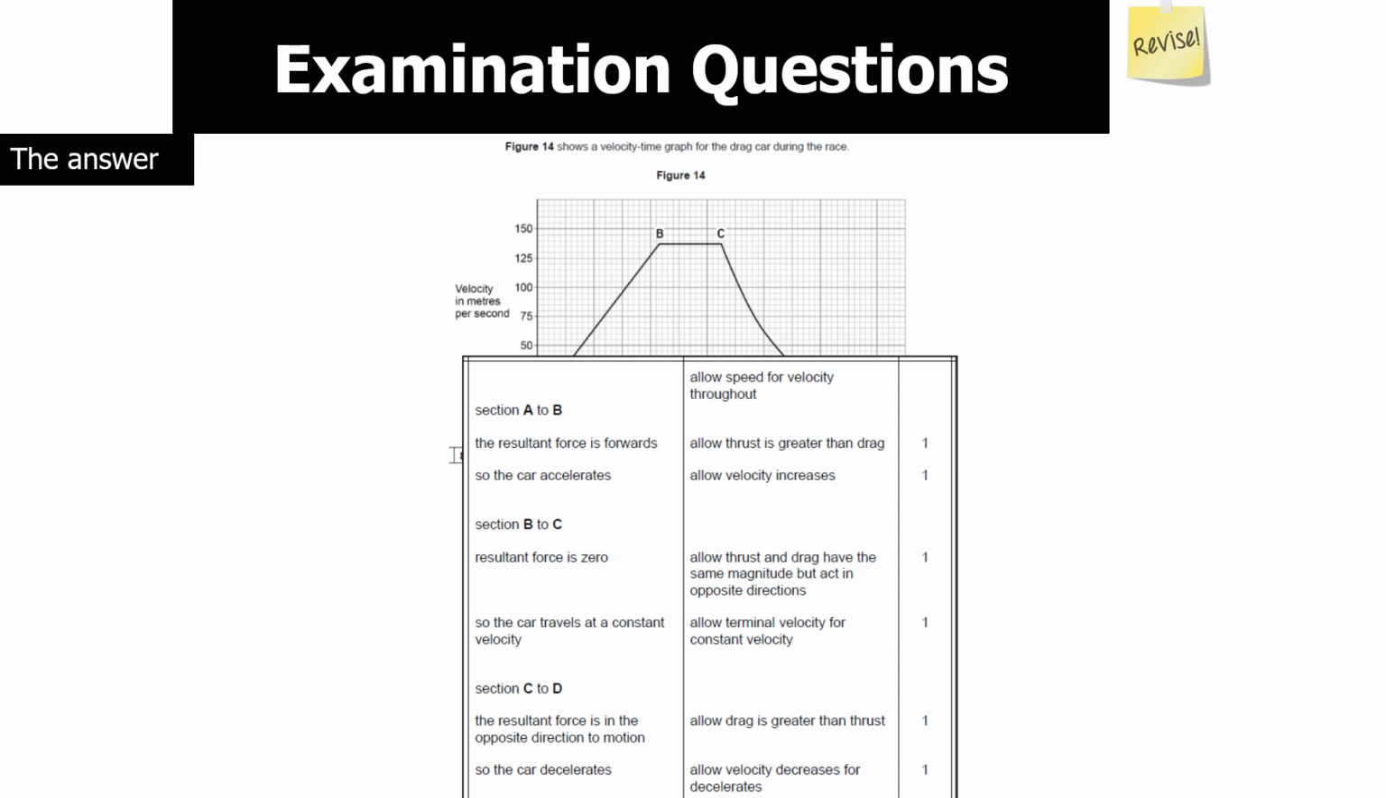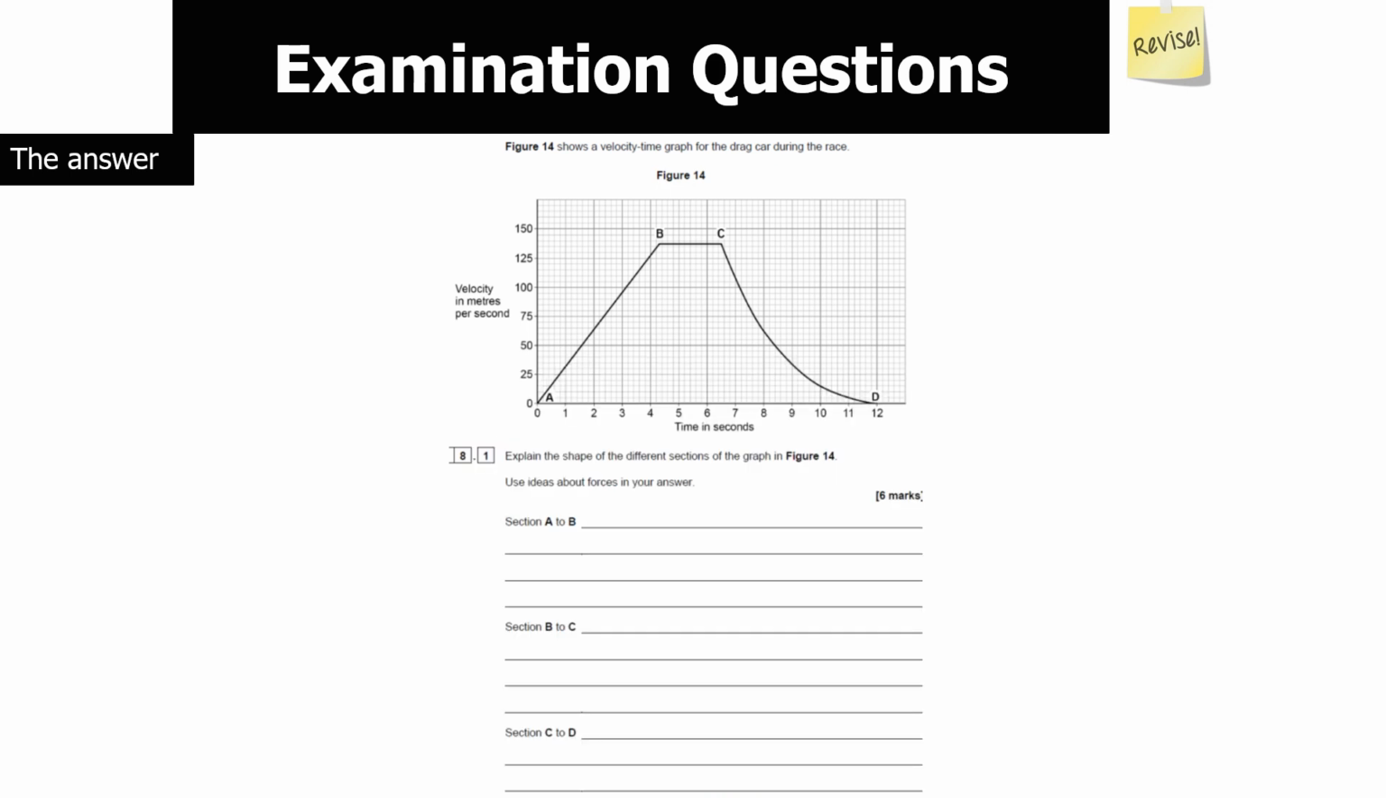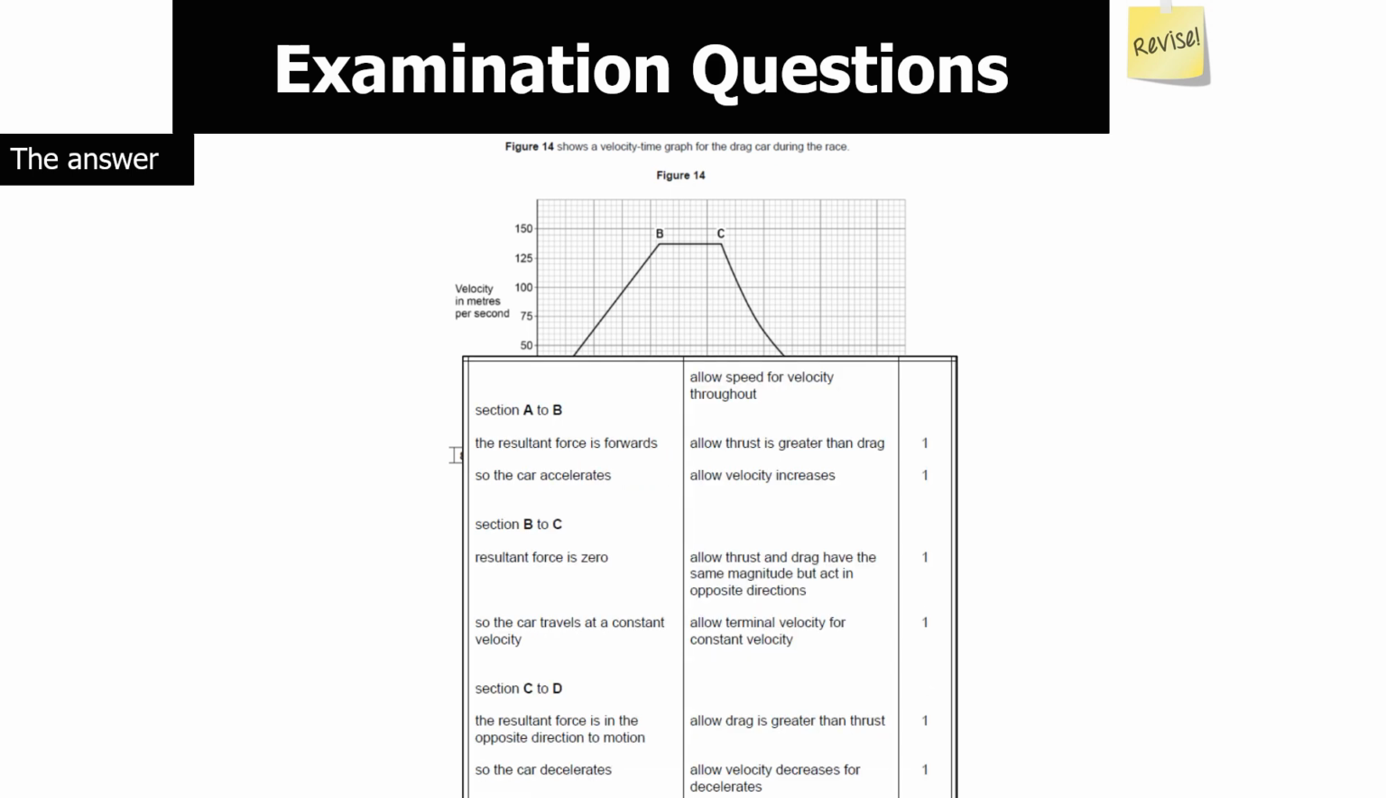Then from C to D, you'll notice in the graph here, it is going back down, so therefore the resultant force is in the opposite direction to motion, and you'll notice that it's curving, which indicates that the velocity is changing every second. So therefore, if it's decreasing in velocity every second, that is a deceleration. And remember, a resultant force in the opposite direction to motion causes deceleration.